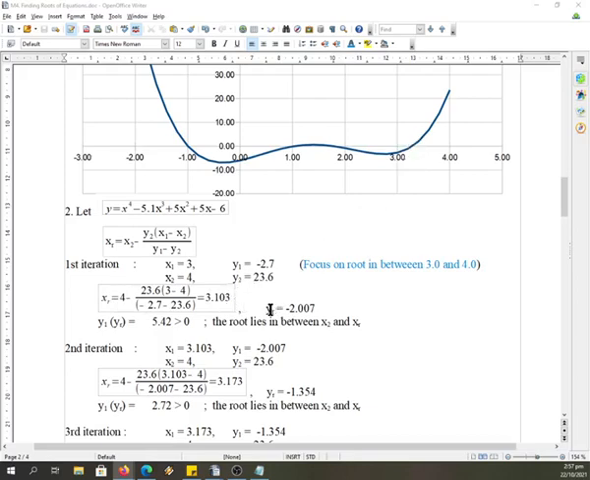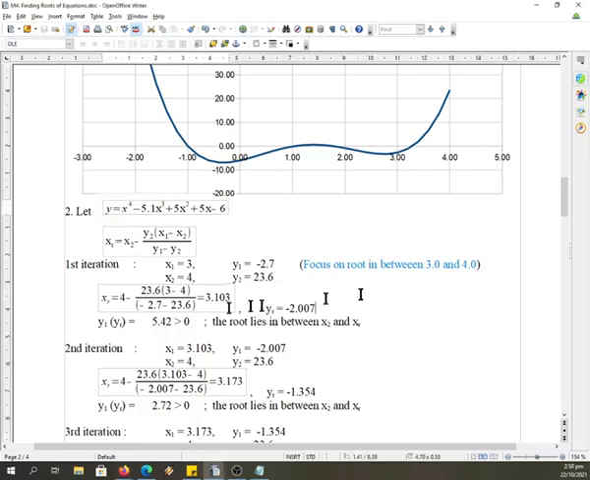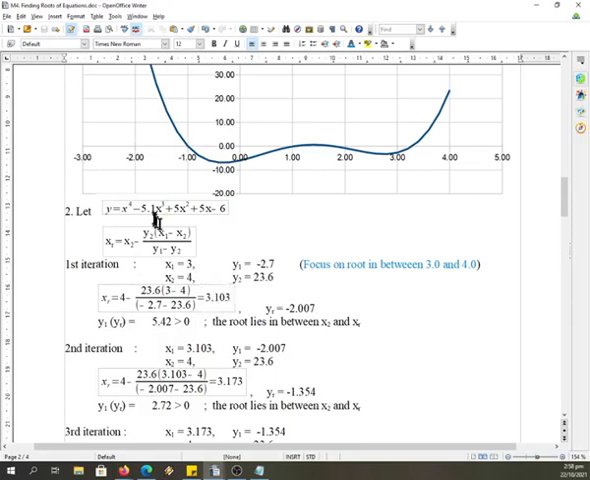In the same manner, yr can be determined using this formula. Plug in the value of 3.103 in this equation. Then multiply the value of y1 to yr. If that is positive, they are both negative, the value becomes positive in this case. Then the root lies between x2 and xr.